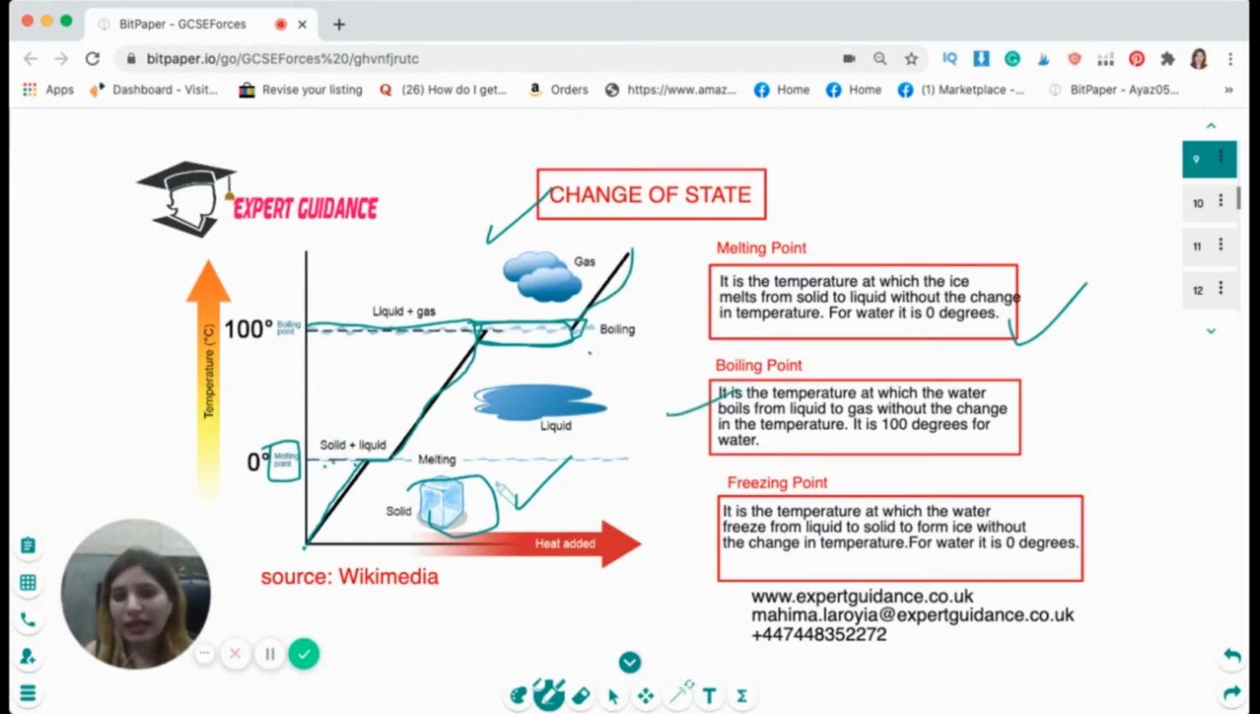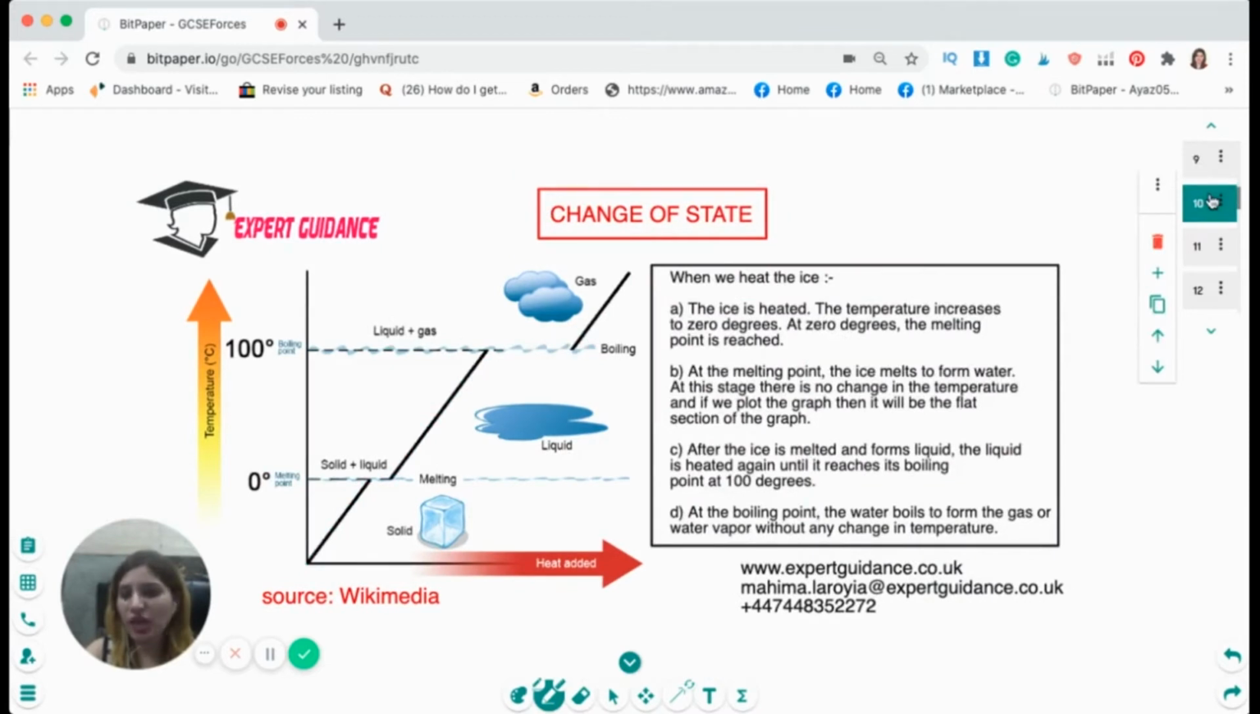Okay, and you have a freezing point. A freezing point is the temperature at which the water freezes from liquid to a solid to form ice without the change in temperature. And for water, it is 0 degrees. Okay, so I hope this curve and change of state concept is clear to you.